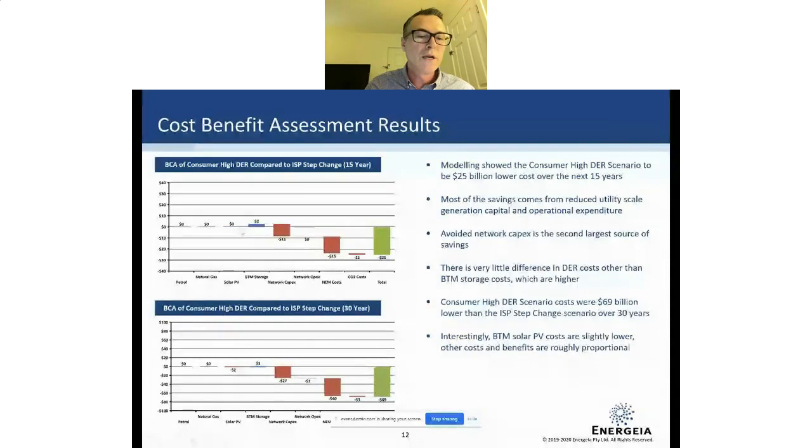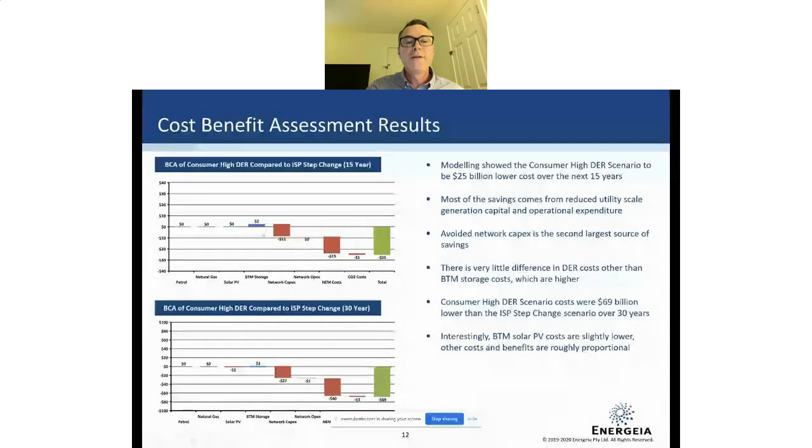Solar PV also doesn't vary much, which may be surprising, but even though one scenario has a lot higher adoption rates, the actual size of the adoption and the timing of the adoption make it so that there is not a material variation between the two scenarios. And I should be very clear here that the way we calculate this is by taking the AEMO step change as the middle scenario. So we guess we got that right. And then comparing the relative costs of these categories of costs using the consumer high DER scenario.